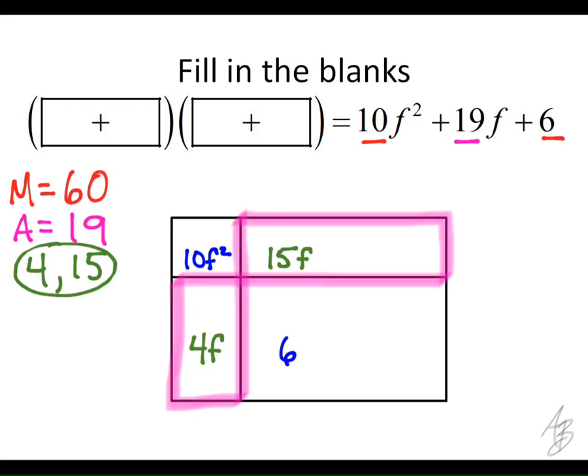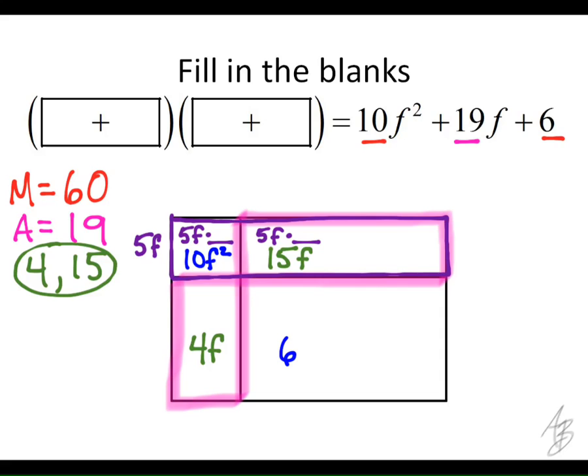Now let's just look at the top row here. In the top row right here, what is the GCF? What's the biggest number that goes into 10 and 15? 5F. Good. So the GCF here is going to be 5F, which means that this area is 5F times something, and this area is 5F times something. What do I multiply by 5F to get 10F squared?